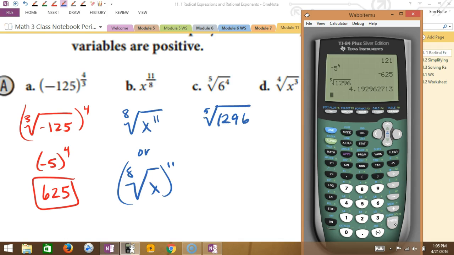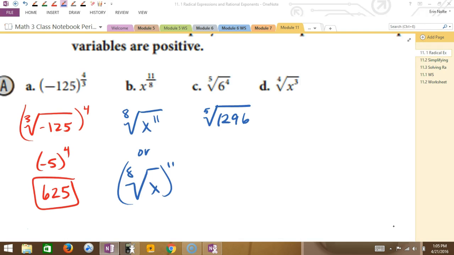Now, Dawson also said, how can I do a 5th root? To the 1/5 power. So you could type it in as 1296 to the 1/5 power. And that might be easier to do than the other way, but same thing, right? So we're going to leave this as is.